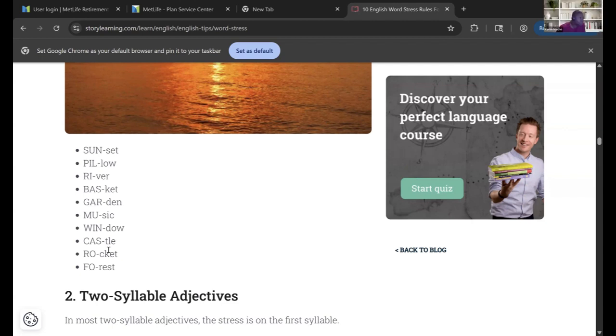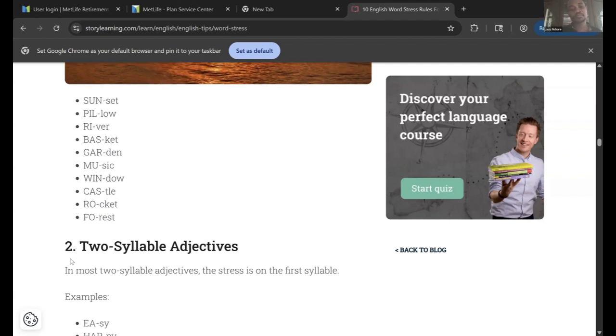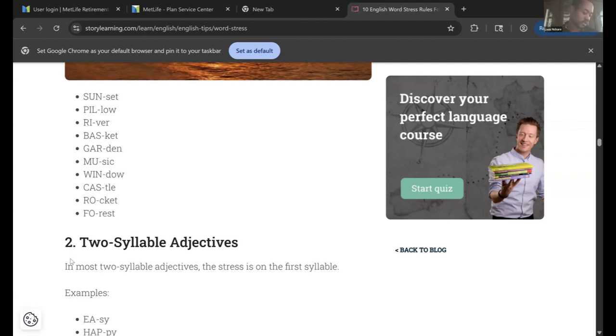River, okay. Basket. Garden, okay. Music. Window. Castle. Okay. Rocket. Forest.